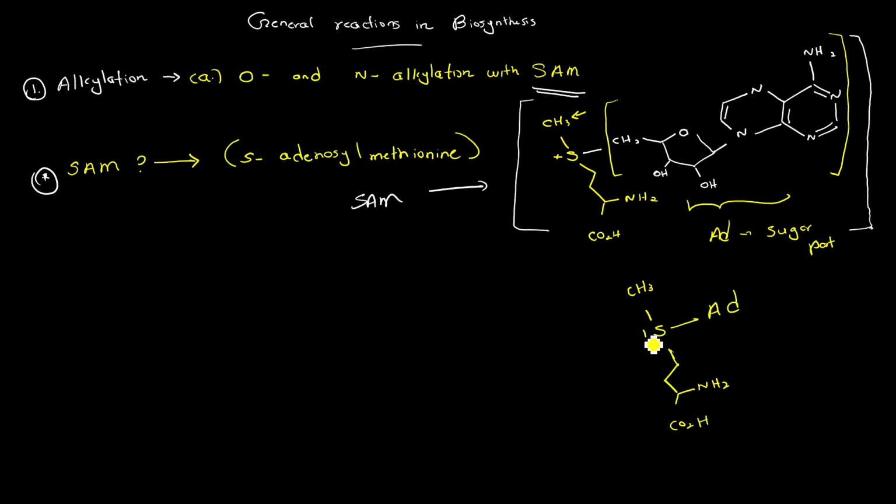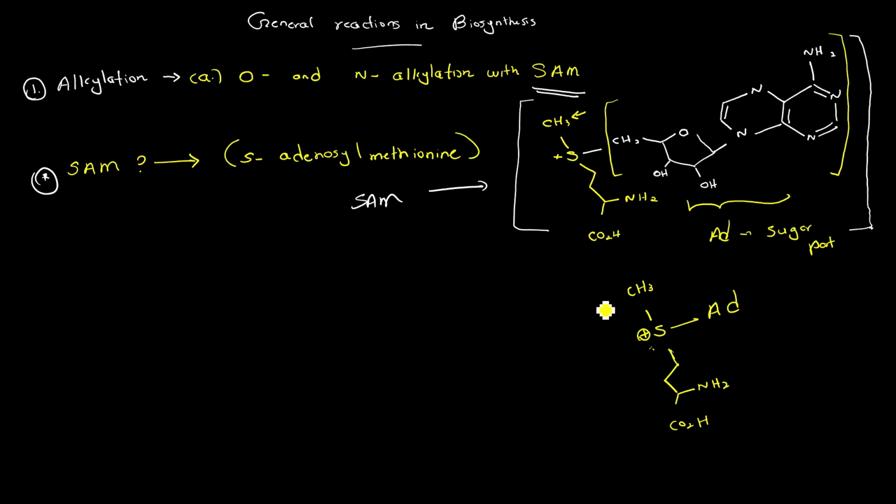And an important thing, there is a positive charge. You know, sulfur has 6 valence electrons, right? So 1, 2, 3, and there is another 2-electron pair, and 1 electron is missing, so it's a plus charge, right? So now, how does this SAM molecule get involved in this alkylation process?